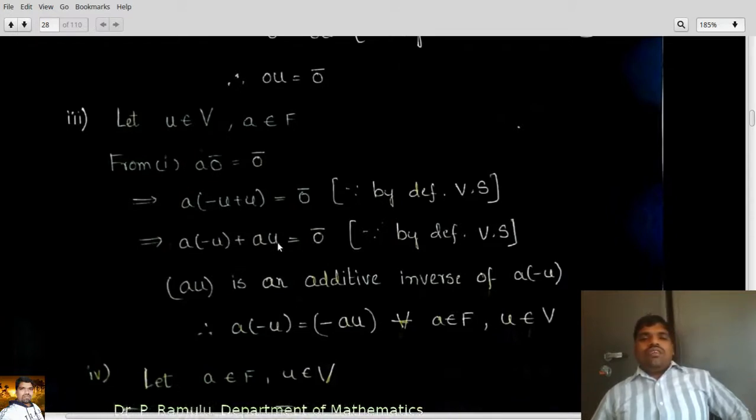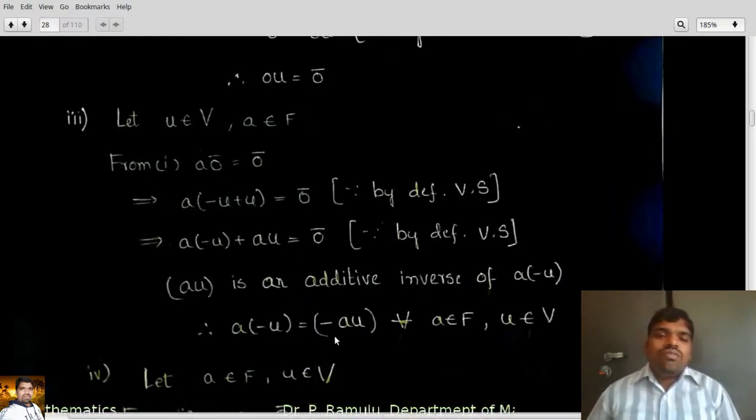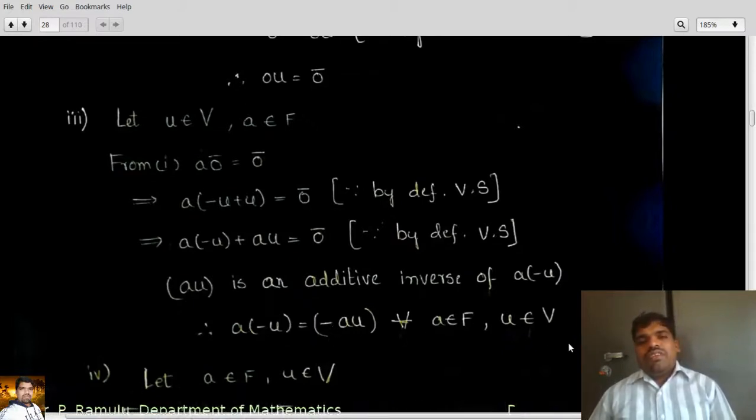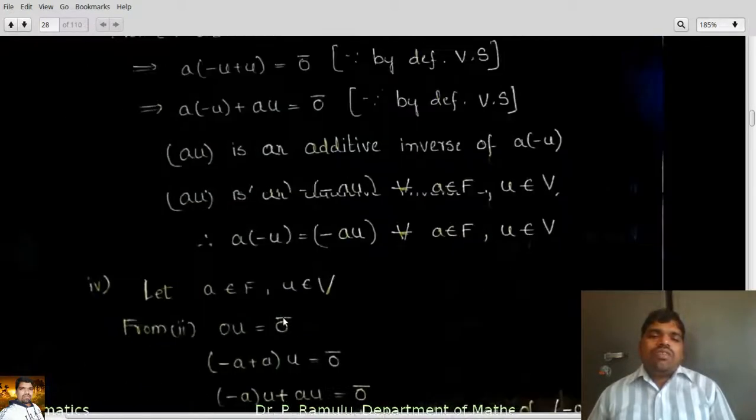So what happened here? a u is an additive inverse of a minus u. Therefore a minus u equals minus a u for all a belongs to F, u belongs to V. So we can observe here that a minus u is equal to minus a u, the additive inverse. So I am showing this.